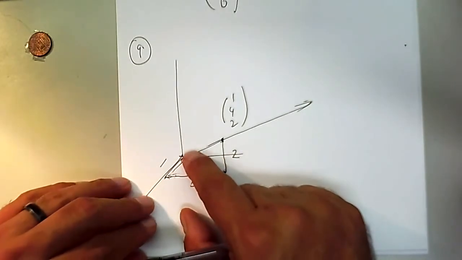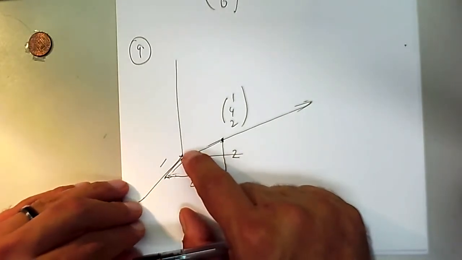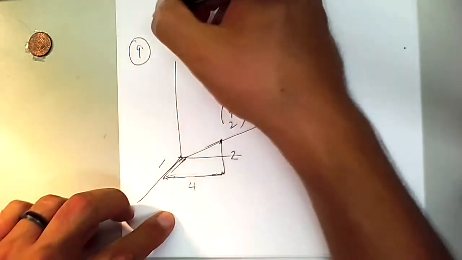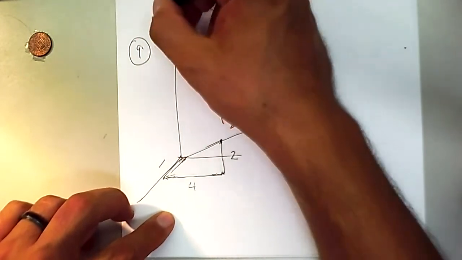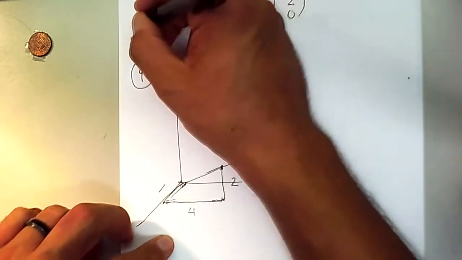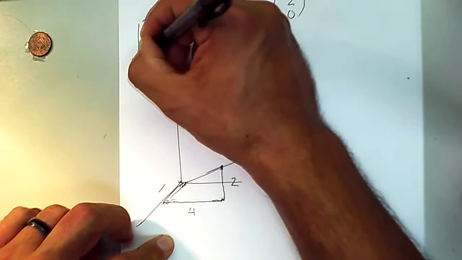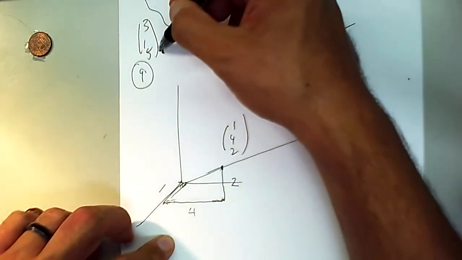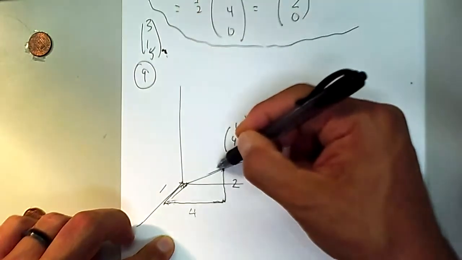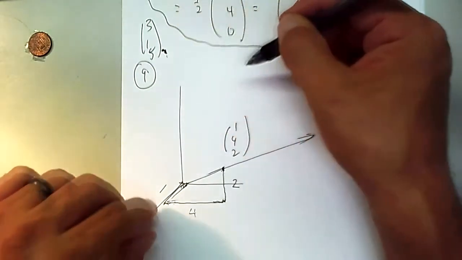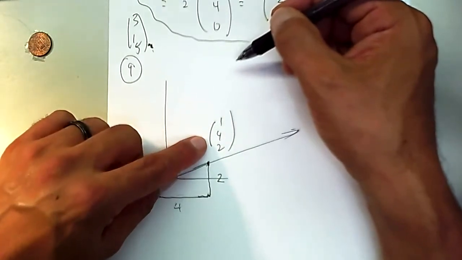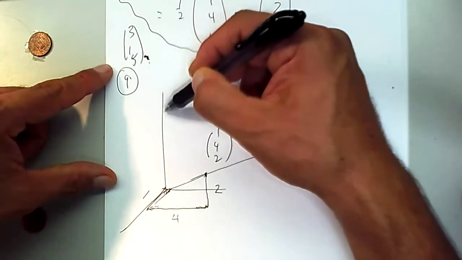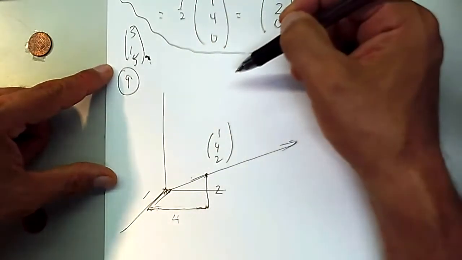Okay, so let's look at 3, 1, 5. So 3, 1, 5 is going to be somewhere really far away. So here, 3, 1, 5. And we want to find the projection onto 1, 4, 2. It would be really weird if the projection was by coincidence 1, 4, 2. It shouldn't be. But the projection goes right into there somewhere.